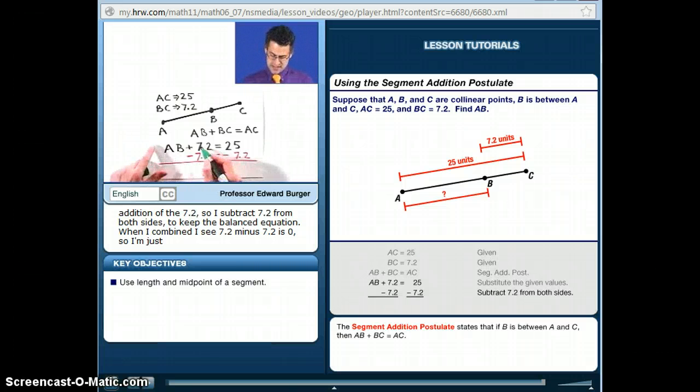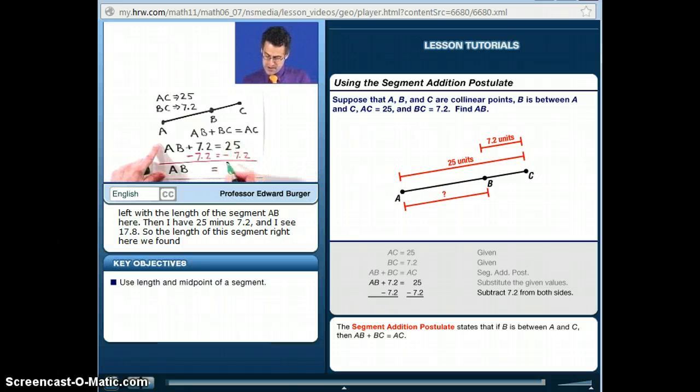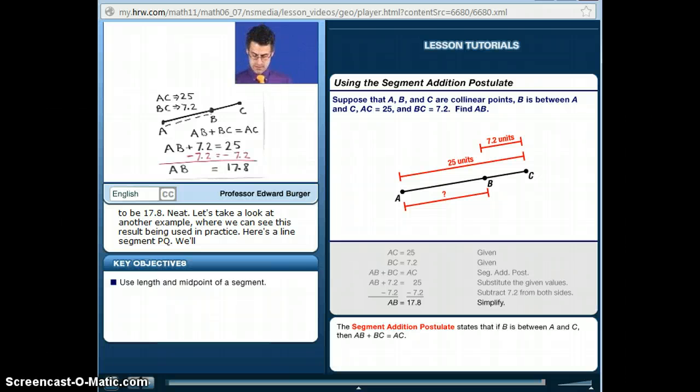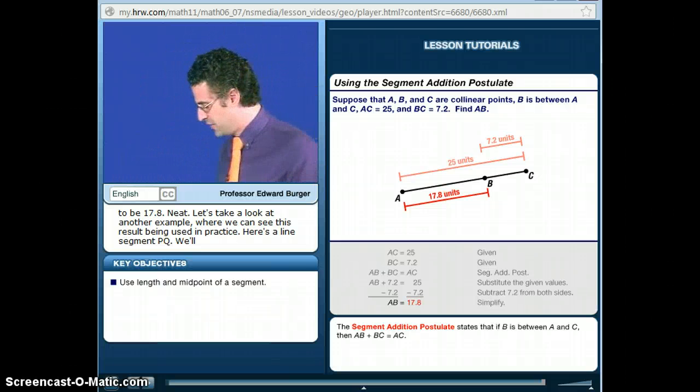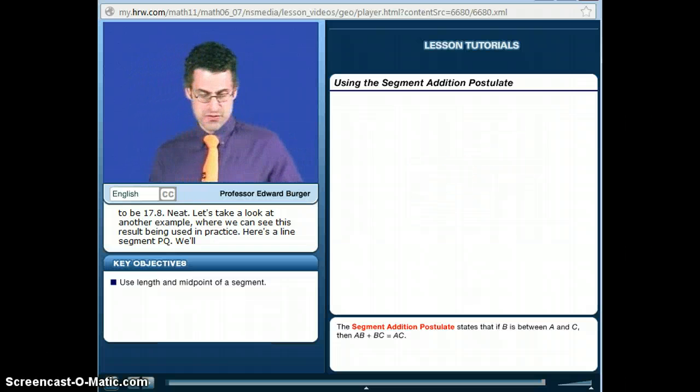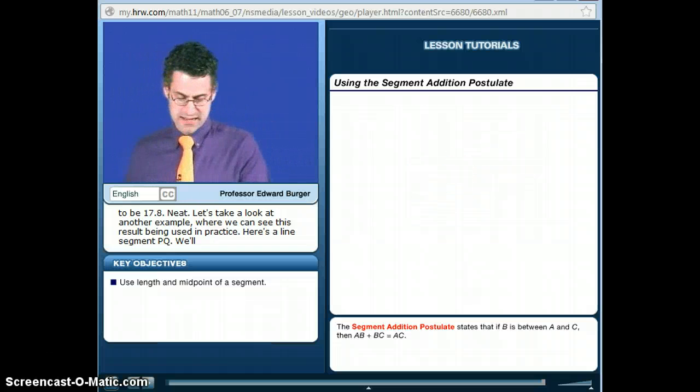And when I combine, I see 7.2 minus 7.2 is 0, so I'm just left with the length of the segment AB here. And then I have 25 minus 7.2, and I see 17.8. So the length of this segment right here, we just found to be 17.8. Neat. Okay, now let's take a look at another example where we can see this result being used in practice.